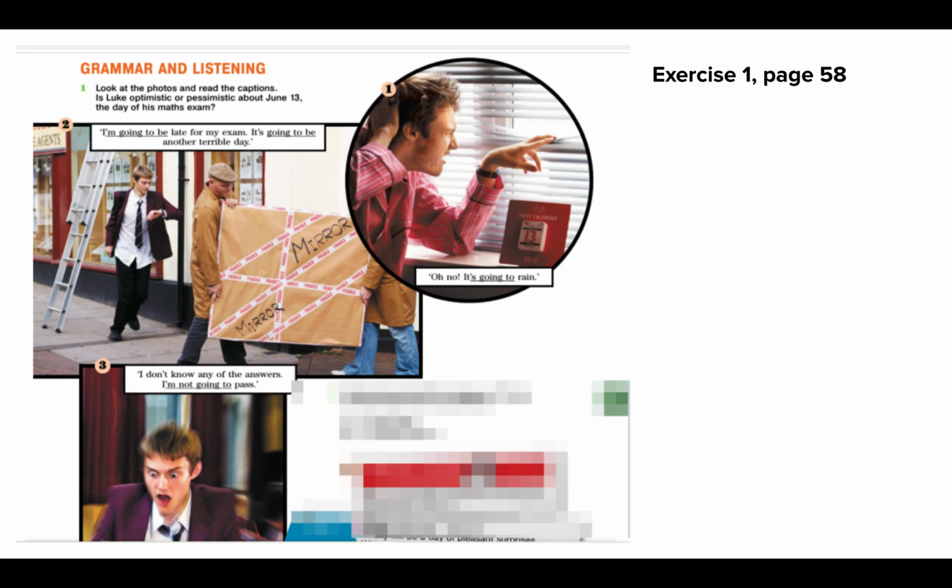In picture 3, Luke is in an exam room. He is reading his exam papers and he says, "I don't know any of the answers. I am not going to pass." Luke is making a prediction about his future, and his prediction is based on what he can see now.